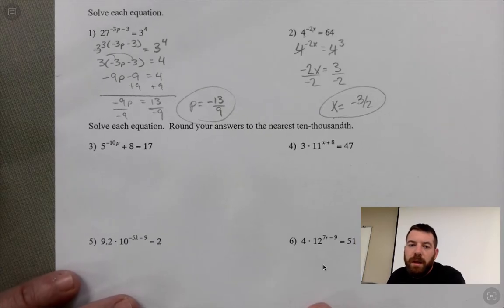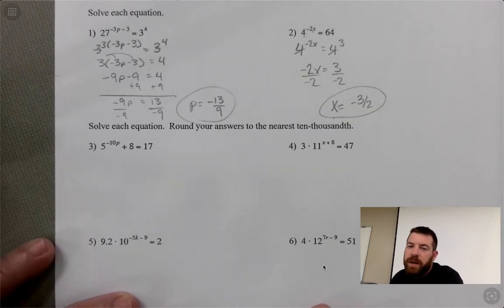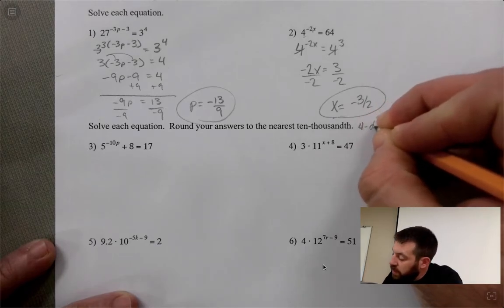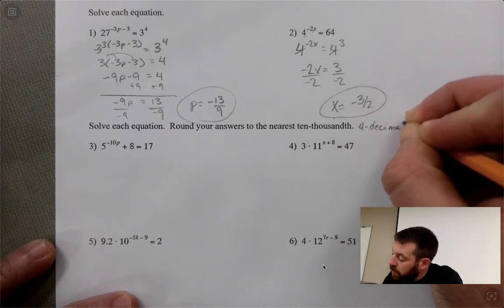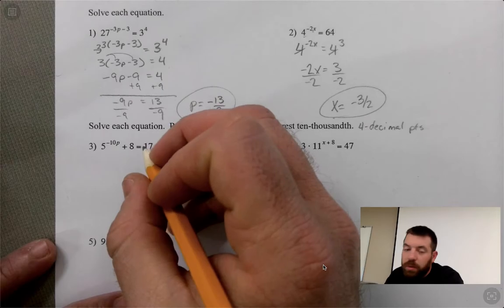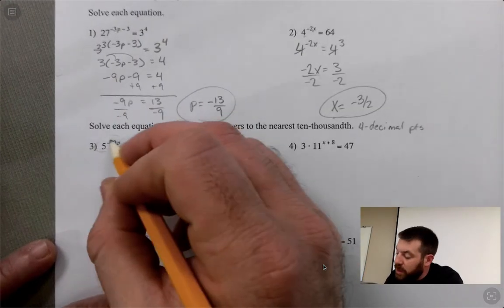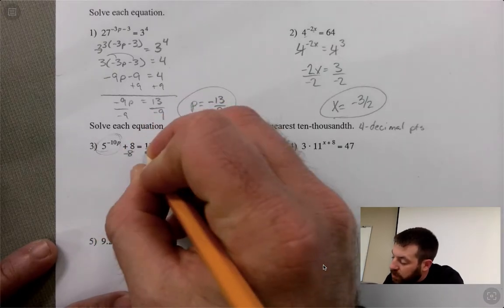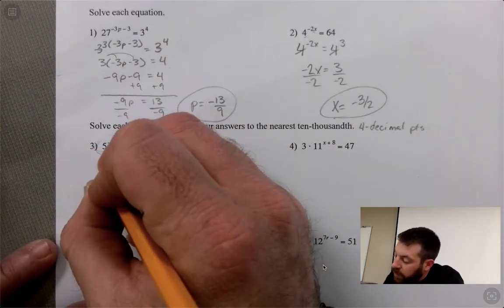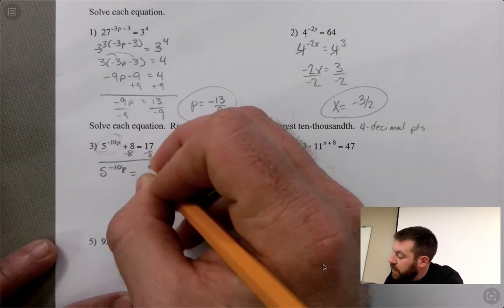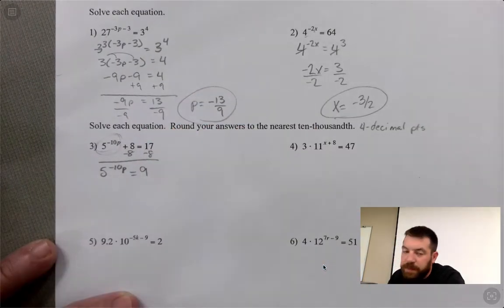My answer is going to be negative 3 halves. Okay. As you see here, this says round to the nearest ten thousandths, which I like to make sure everybody knows that's 4 decimal places. All right, so what we want to do is get this to itself. See, I have a variable in the exponent. So the first thing I'm going to do is subtract. Now I have 5 to the negative 10p equals 17 minus 8, which is 9.